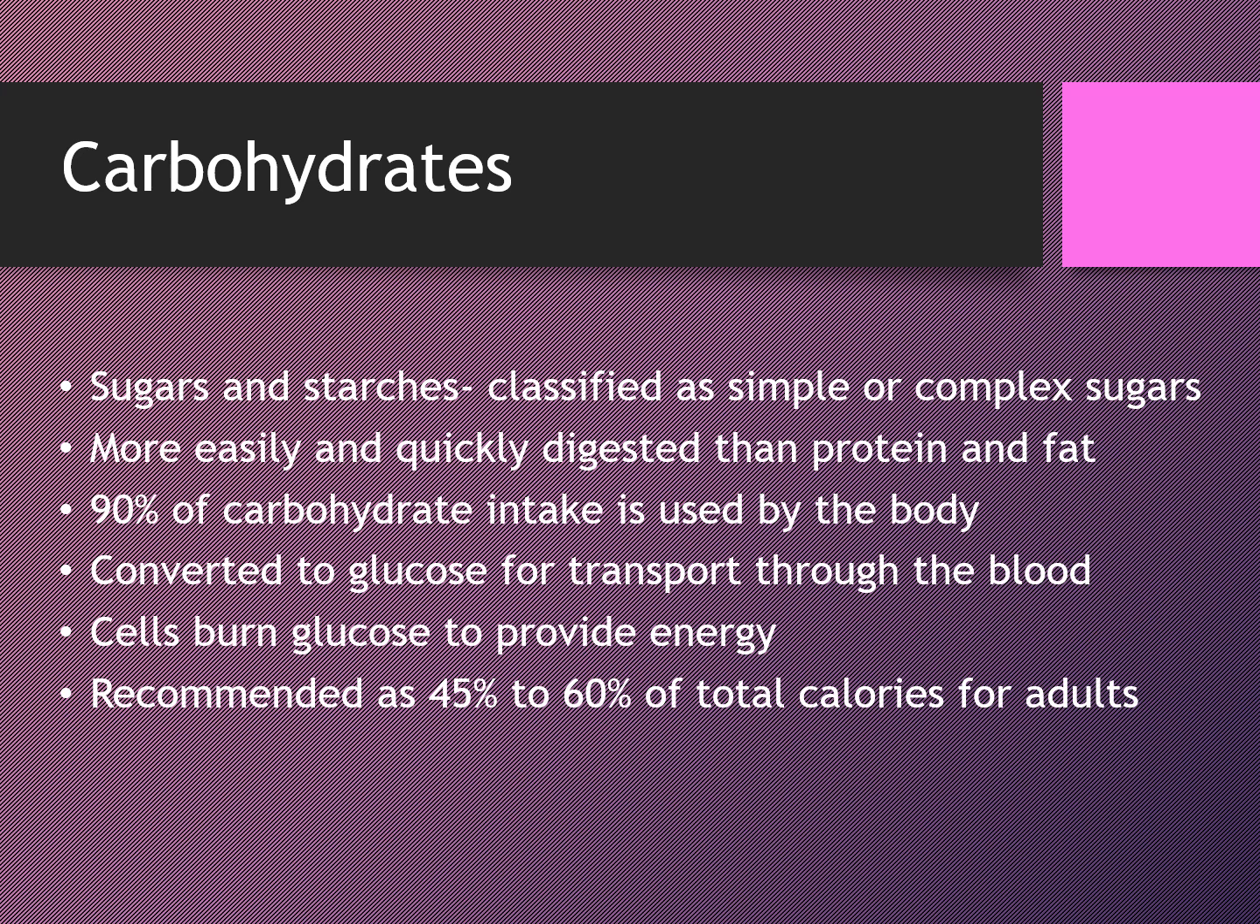They're more easily and more quickly digested than fat and proteins, and our body uses about 90% of the carbs we take in. Once digested and absorbed, carbs get converted to glucose to be transported around the body. The cells then burn the glucose and use it for energy. It's recommended that an adult receive 45 to 65% of their total calories from complex carbs like whole grains. Simple carbs provide calories, but they have little nutritional benefit and should be limited.